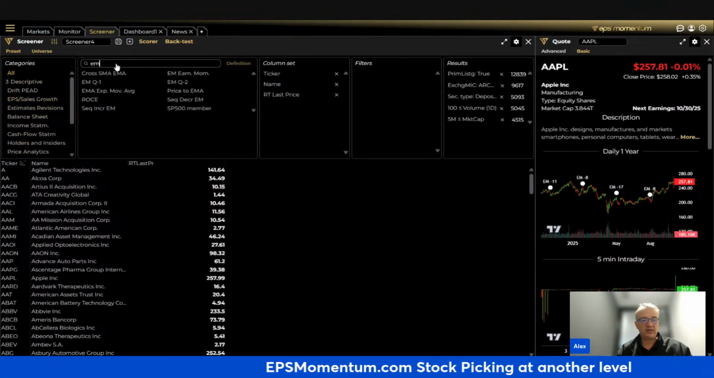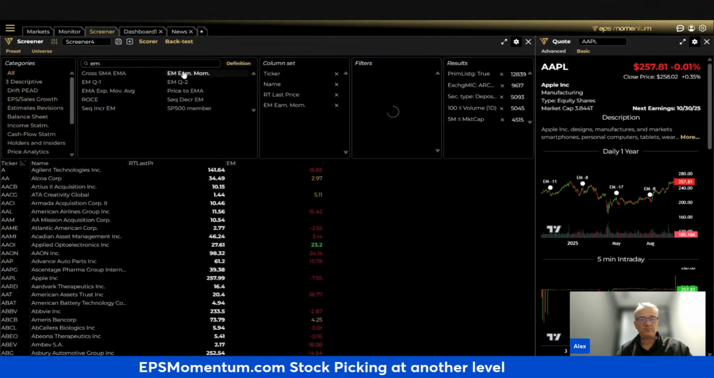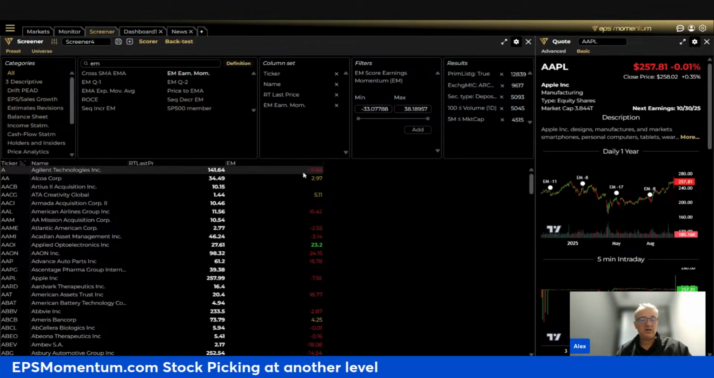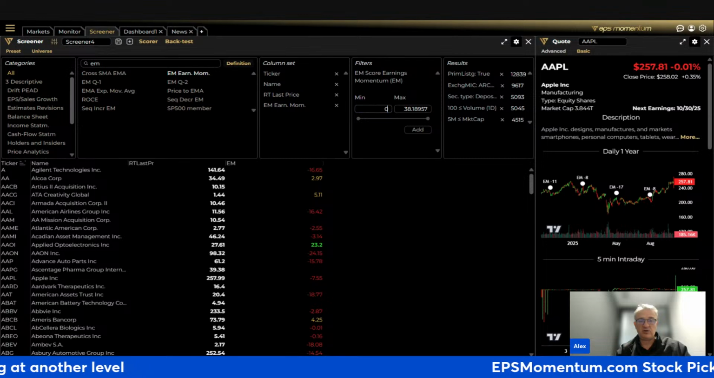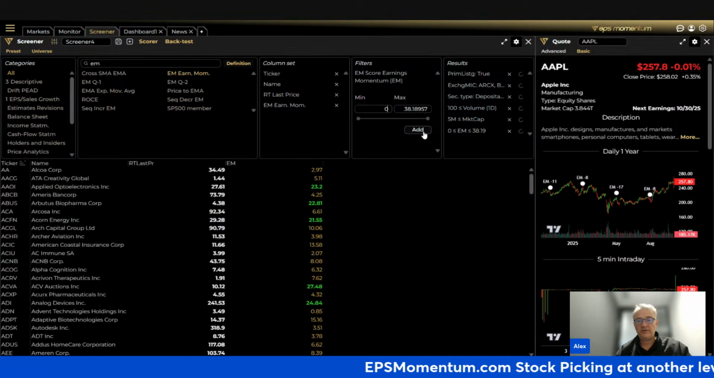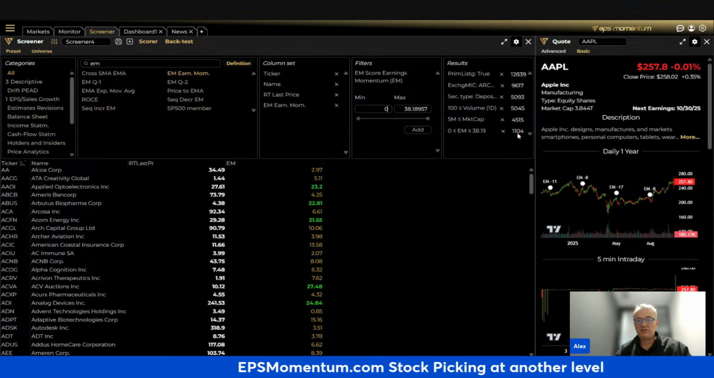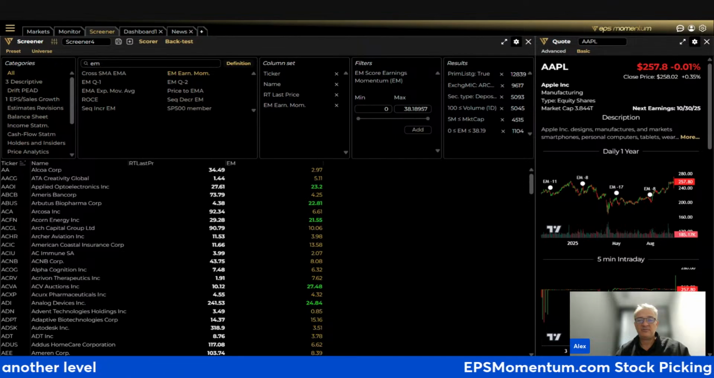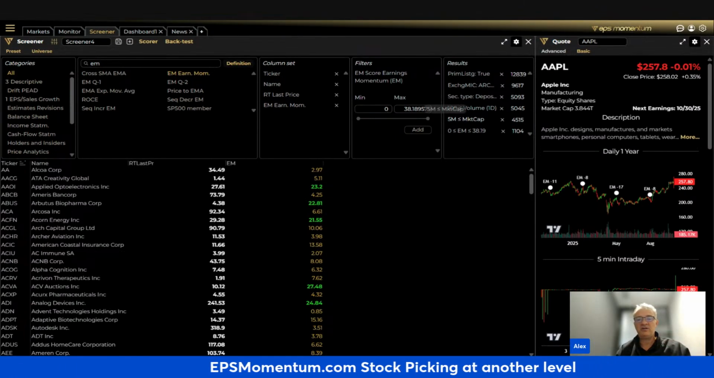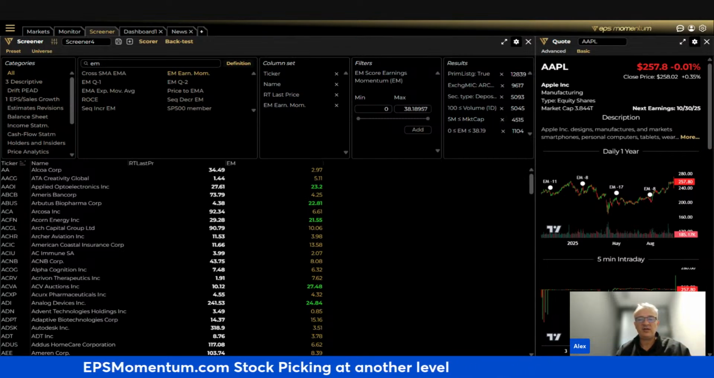If I type EM, earning momentum, I can click on the earning momentum, and one of the criteria that I can put in is that I want it to be greater than 0. So greater than 0, this is what I'm getting: 1,104 names out of the 4,500 names that are fairly liquid, greater than 5 million market cap. So that's a good start.